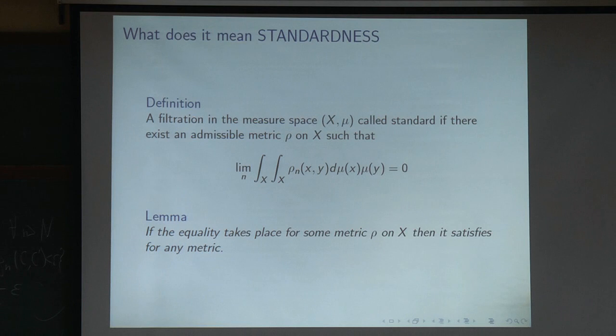And the lemma claims that this fact doesn't depend on the choice of metric, of course, where I consider all the metrics which satisfy my definition of an admissible metric. So this measure must satisfy that condition which I mentioned in my first lecture. So roughly speaking, this is a separable metric space with Borel measure.